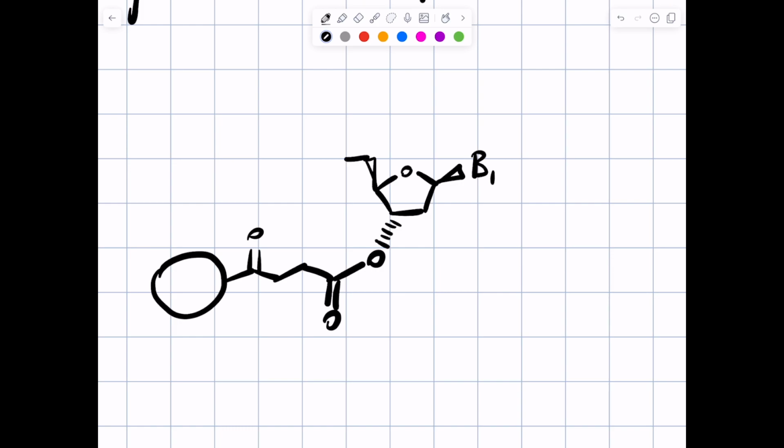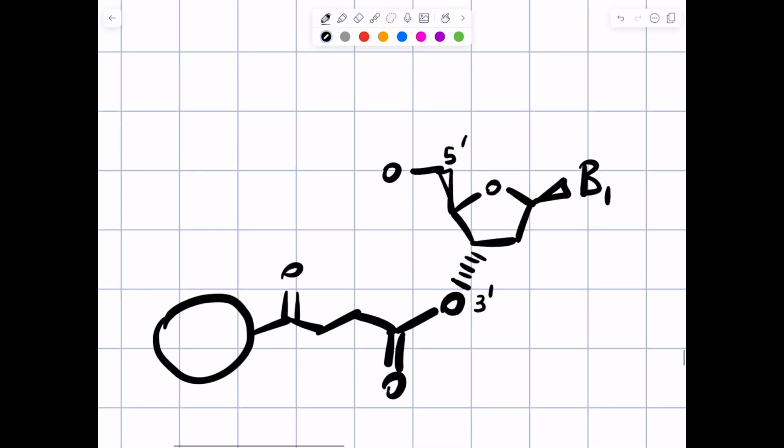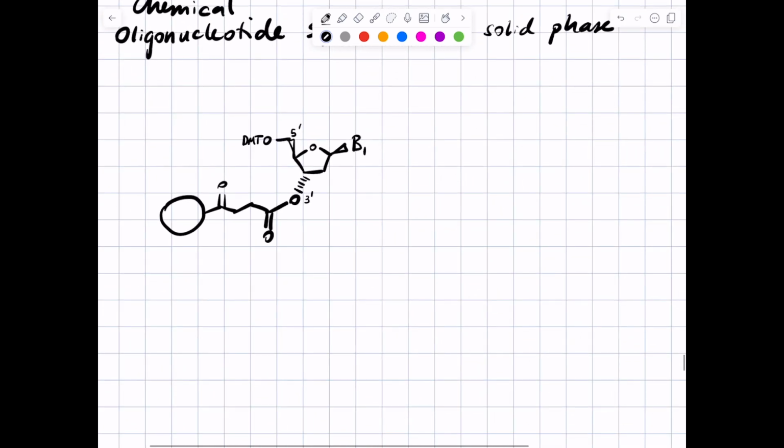Then the 3' hydroxyl group is linked to the resin. The 5' group is actually protected via a protecting group. I'll go ahead and give you the abbreviation. It's called dimethoxytrityl. Its actual structure isn't important for what we want to talk about.